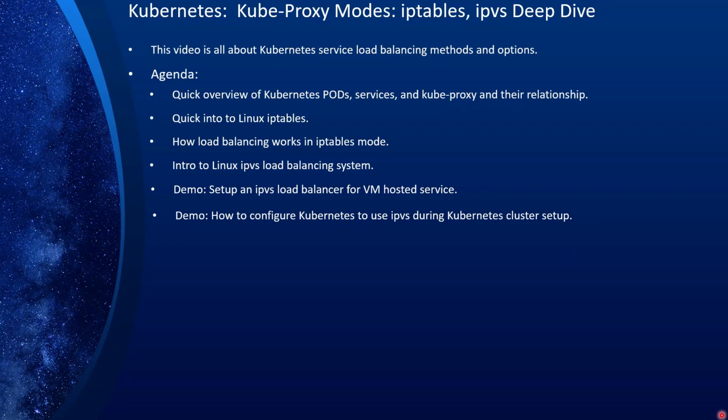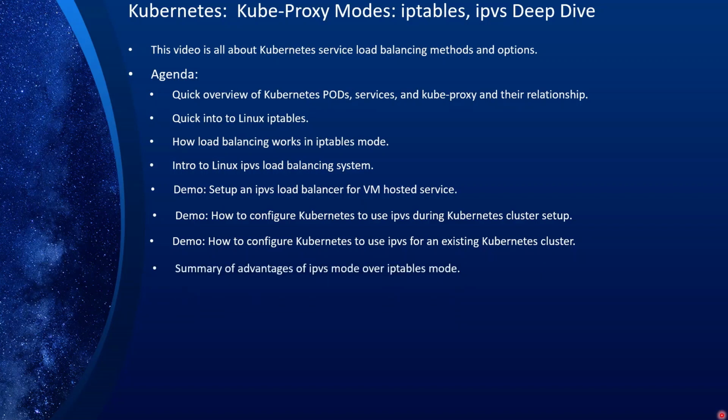Following that, we'll do a demo on how to configure Kubernetes to use ipvs when you're setting up a brand new Kubernetes cluster. And following that, we do another demo, in which, if you already have a cluster and you want to switch from iptables to ipvs, you can see how to do that. Then we talk about some of the advantages of ipvs over iptables mode. And finally, we discuss situations where Kubernetes may fall back to iptables. So I hope you'll join me.